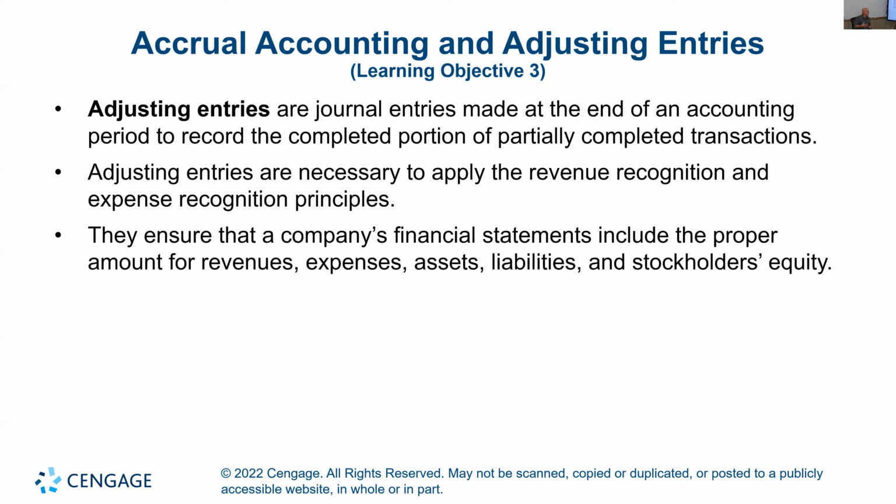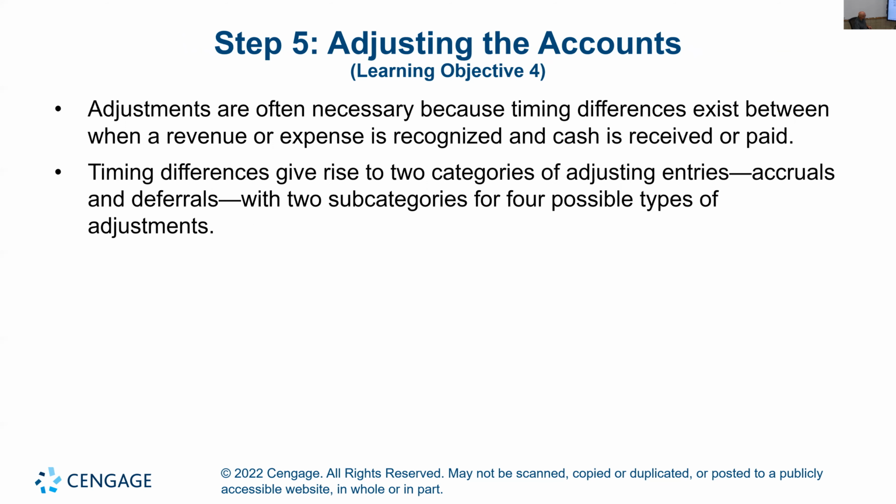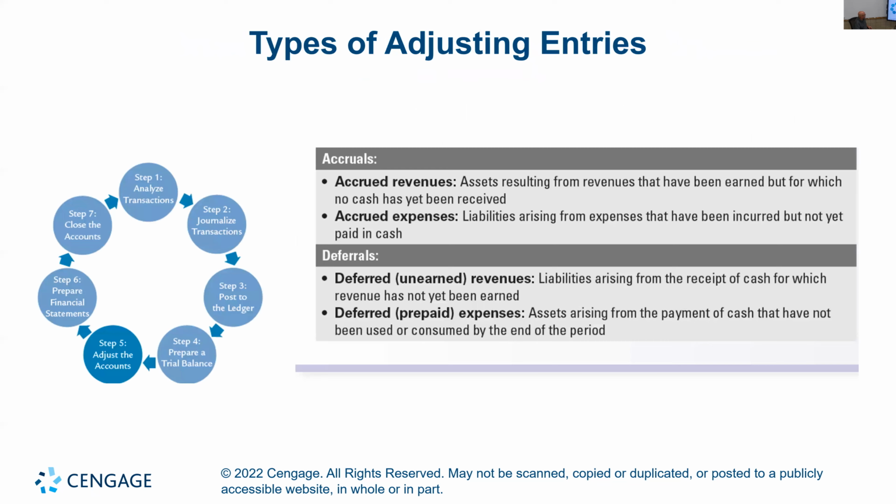Okay, that's a quick example of one of the things we're going to go through. But that's why adjusting entries need to be made, so that we record the right revenues and the right expenses in the right period, so we are not misleading our investors. Okay, it is timing differences. It gives rise to two different types of adjusting entries. We have accruals and deferrals.